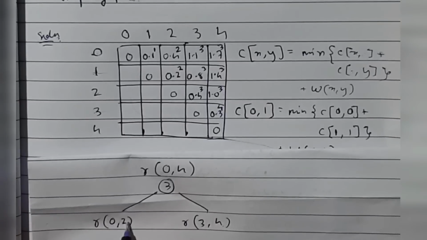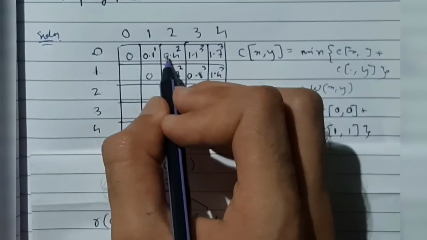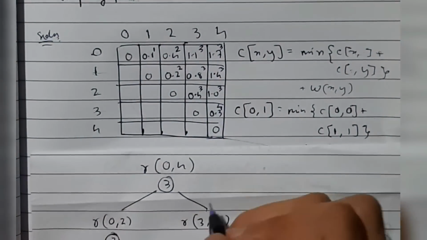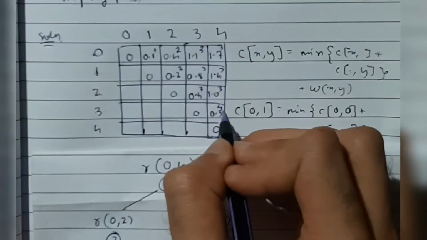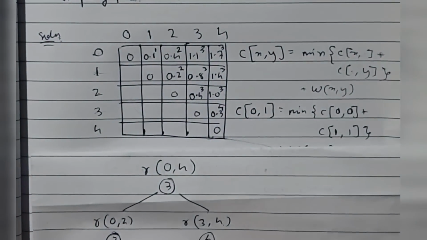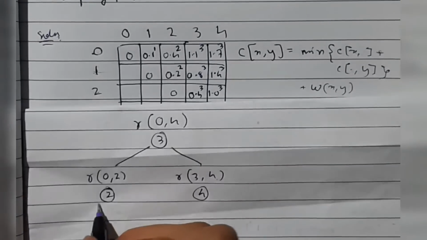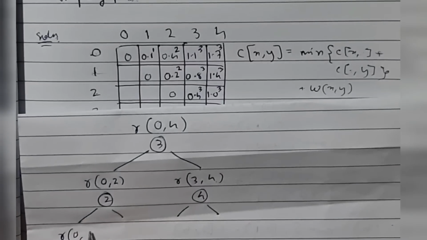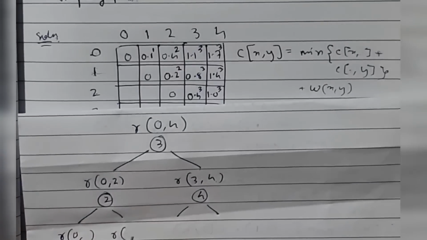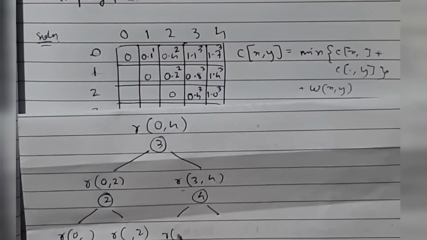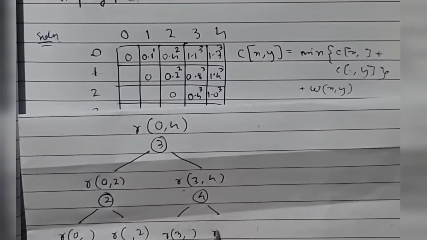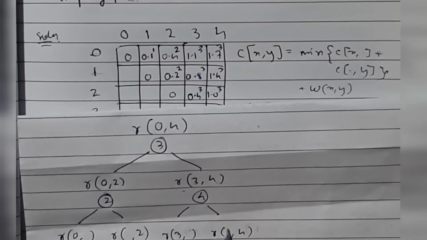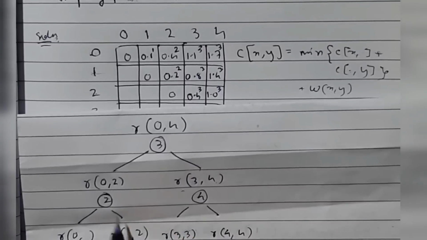Okay, now 0 comma 2, looking at the table here, 0 comma 2 I get here the number 2, so I'll be making 2 and making a circle. The same thing I'm repeating. 3 comma 4, 3 comma 4 I get here as 4, so I'll be writing 4 and making a circle. Next again the same thing, make two branches and write here r of 0 comma something, r of something comma 2. Okay, and here also r of 3 comma something and r of something comma 4. Now since I have the root here 4, I'll write here 4, then 4 minus 1 is 3, 2, 2 minus 1 is 1.